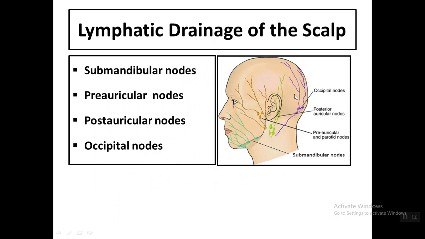What is the lymphatic drainage of the scalp from anterior to posterior? We can say that the anterior part of the scalp is drained to the submandibular lymph nodes. The lateral part just anterior to the auricle is drained to the preauricular or parotid nodes. The area just behind or posterior to the auricle is drained to the posterior auricular nodes or the mastoid nodes. And lastly, the posterior part of the scalp is drained to the occipital nodes.